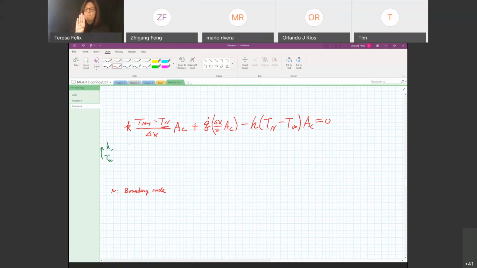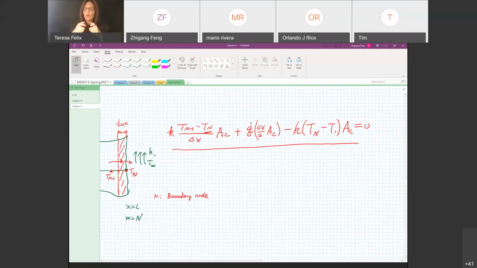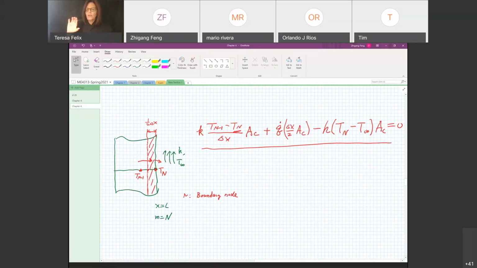So this is how you deal with the boundary condition node. It's a node point T sub n. You have to draw a control volume, and based on the type of boundary condition, apply the energy balance to derive the equation.